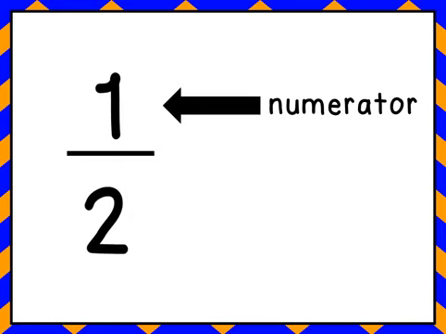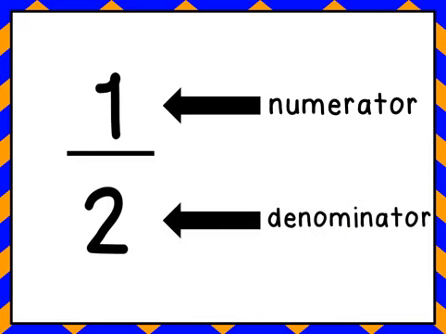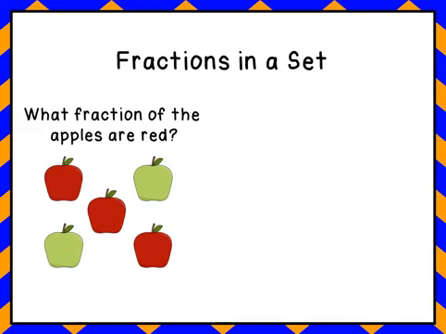As you can see, the numerator is the top part. Again, it tells you just the parts you're looking at, and the denominator is the bottom part of the fraction, and it tells you how many pieces you have all together. So in this particular fraction, 1/2, we have one piece that we're looking at, and we have two pieces all together.